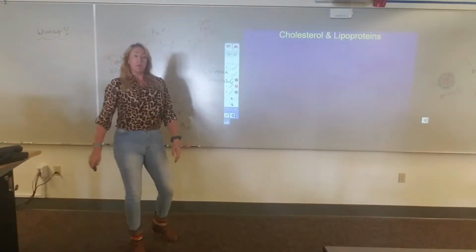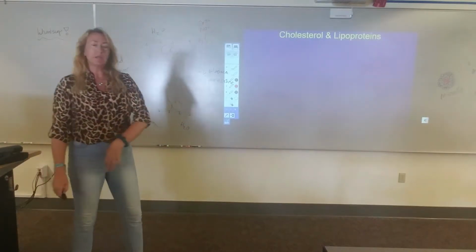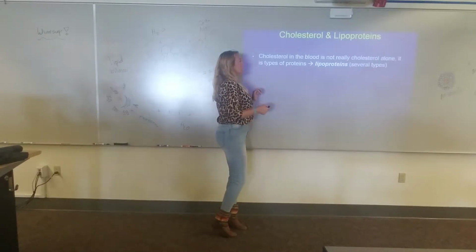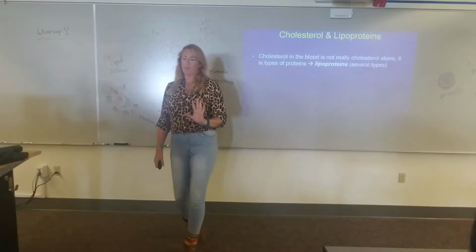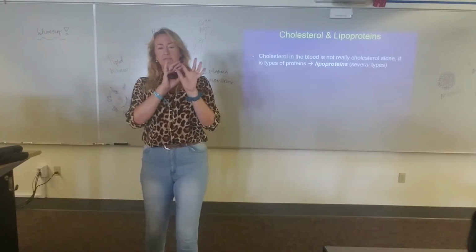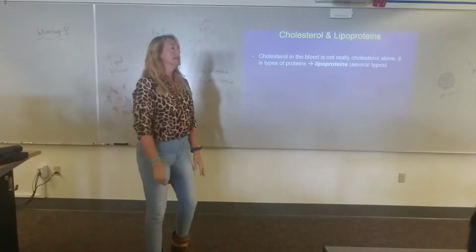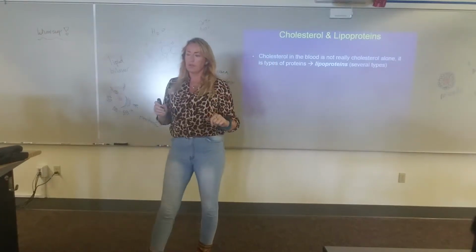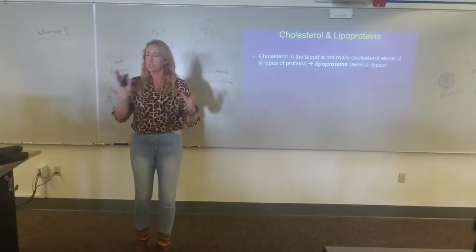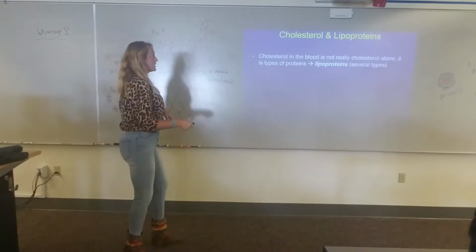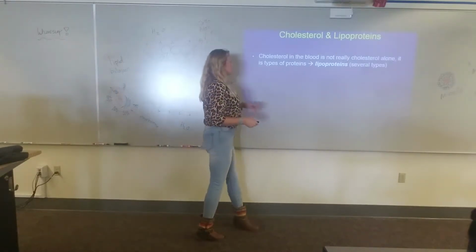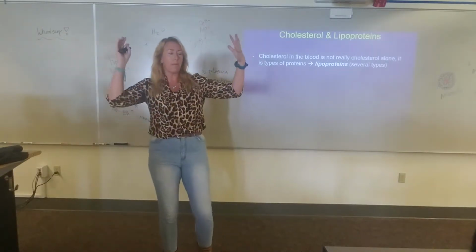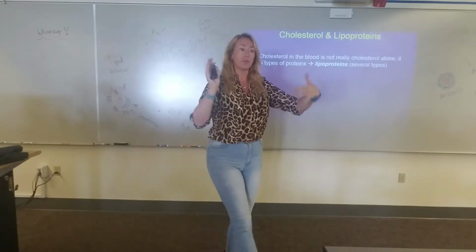All right, cholesterol and lipoproteins. We're getting on. This is another category of lipid or fat. Cholesterol in the blood is not really cholesterol alone. Cholesterol has a specific little ring structure, and we're going to look at it. But when you say high cholesterol levels or low cholesterol levels, we're not referring to just the cholesterol molecule by itself. These are actually called lipoproteins, types of proteins. They're called fat proteins because they're amalgamations of fat along with protein, okay?